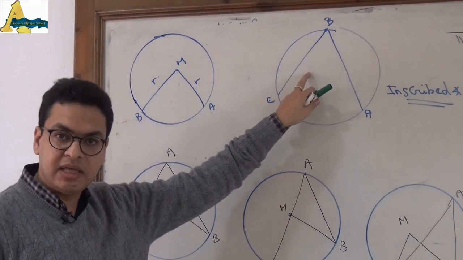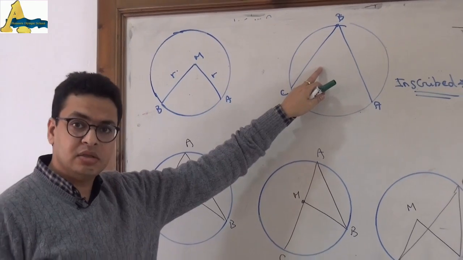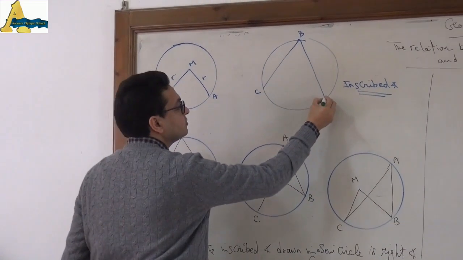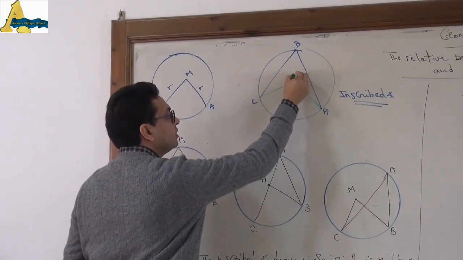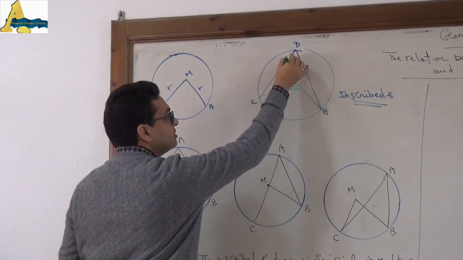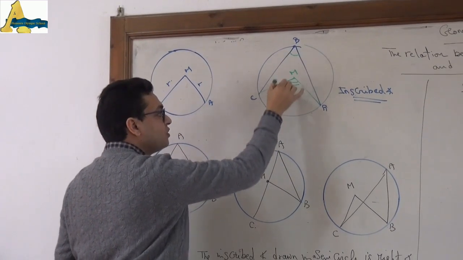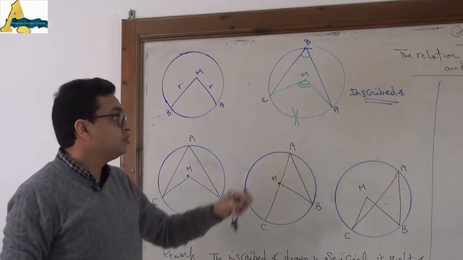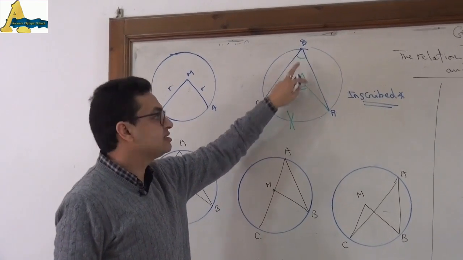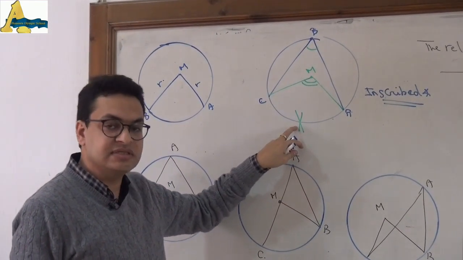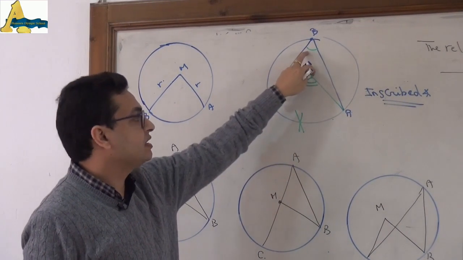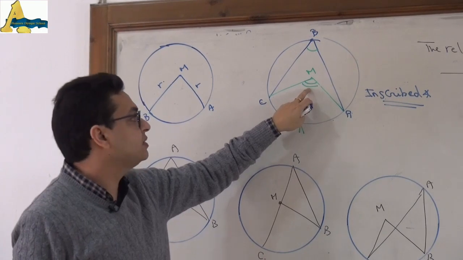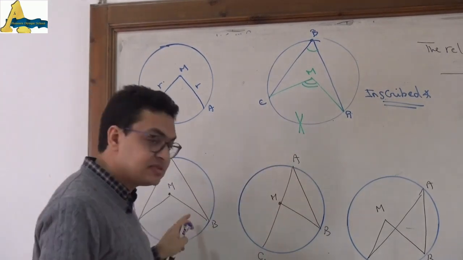For each inscribed angle inside the circle, there is only one central angle subtended by the same arc. This is a central angle, this is an inscribed angle, both subtended by the same arc AC. There is a relation between each inscribed angle and the central angle subtended by the same arc. What is the relation between them? The measure of the inscribed angle equals half the measure of the central angle subtended by the same arc. Like this.